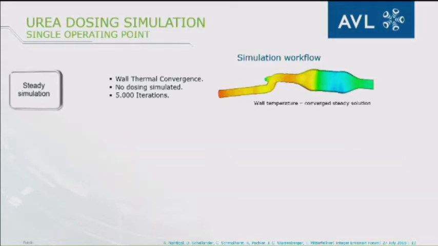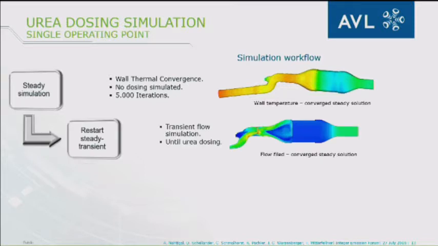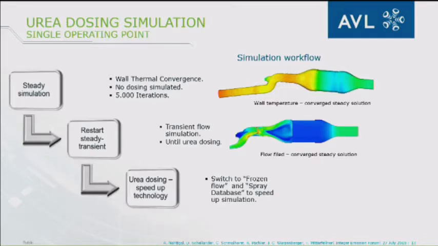So, the simulation workflow. In the first case, we are running the steady simulation to reach the thermal equilibrium in the wall. This is required at the injection start. Then the next step is restarting from steady to transient simulation in order to start the urea dosing. At the start of dosing, we are using two technologies to speed up the simulation. One is the so-called frozen flow, and the second is the spray database.